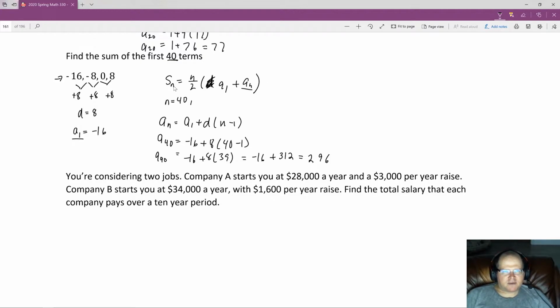So now we have enough information to plug everything into this one over here. So we are looking for the S40, which means we have 40 divided by 2 times the first term, which is negative 16, plus the last term, which is 296. We would say 40 divided by 2 is 20. And negative 16 plus 296 is 280. And we would say 20 times 280 is 5,600. And that's it.